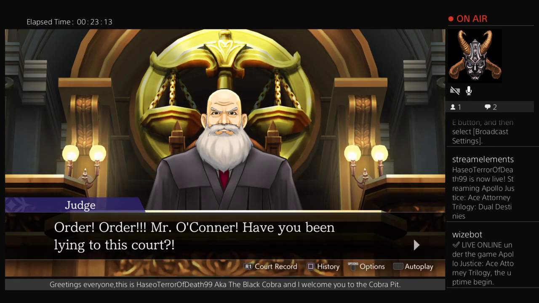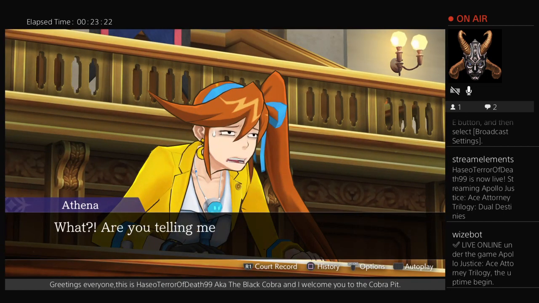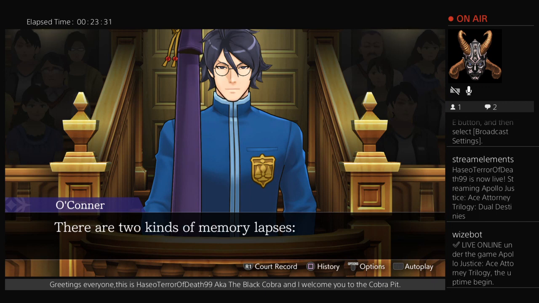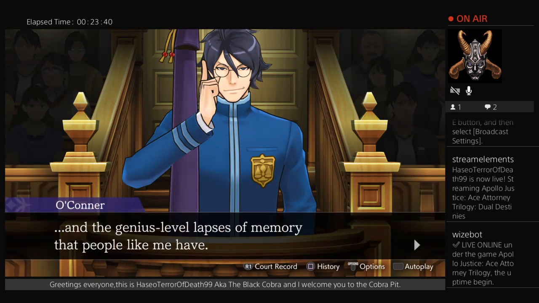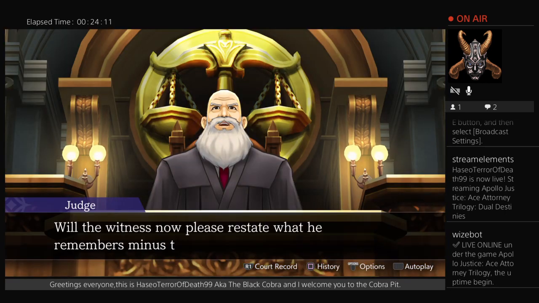Mr. O'Connor, have you been lying to this court? That's perjury if you did. Are you telling me, Mr. Genius, forgot something as literally big as that? That's perjury, Mr. O'Connor, which is a felony. Even if he didn't commit the murder, he's still lying to the court. That's illegal. Genius, he says. Will the witness please restate what he remembers minus the lapse of memory?